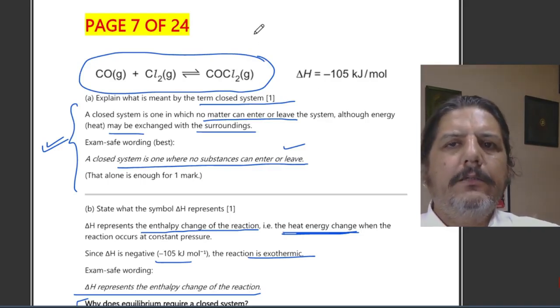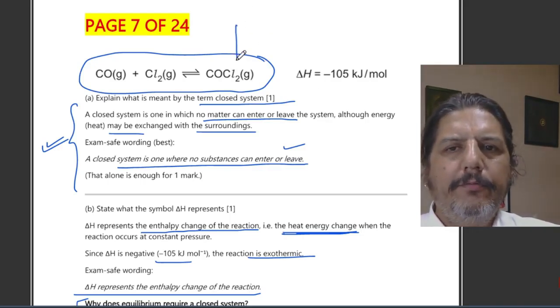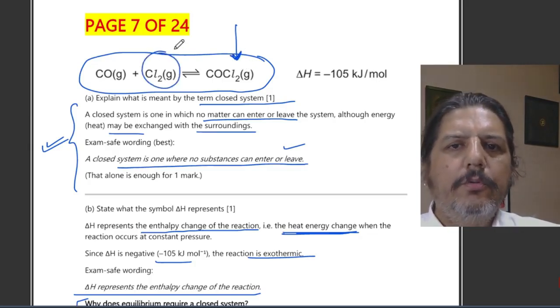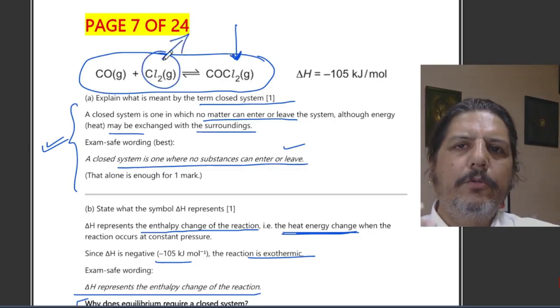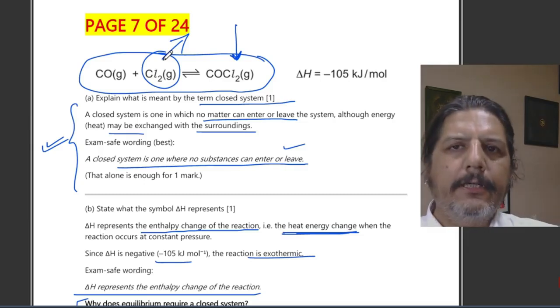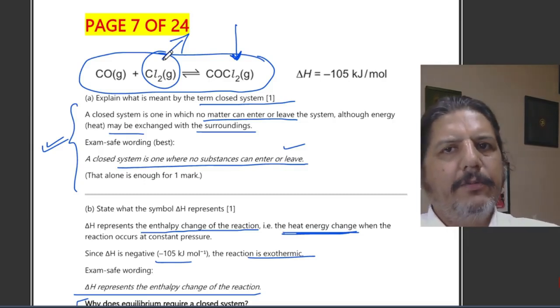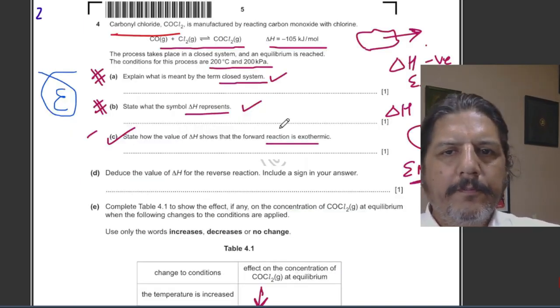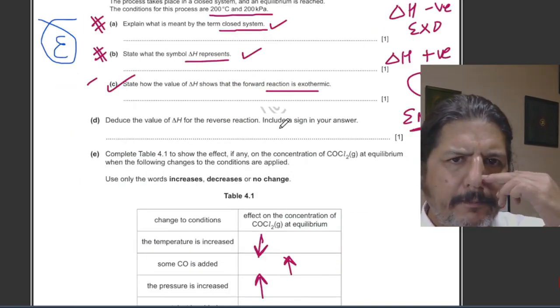If matter can leave or enter, so for example, if you add CuCl2 or you let Cl2 leave the container, the system, then you will shift the equilibrium as per Le Chatelier's principle. So that is why equilibrium can only be reached in closed systems. I hope it's making sense.